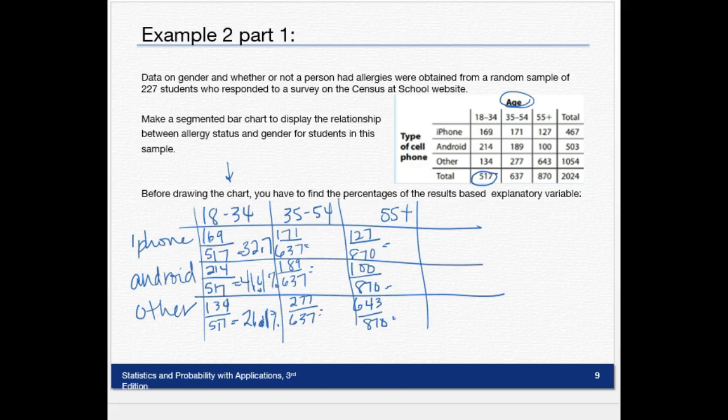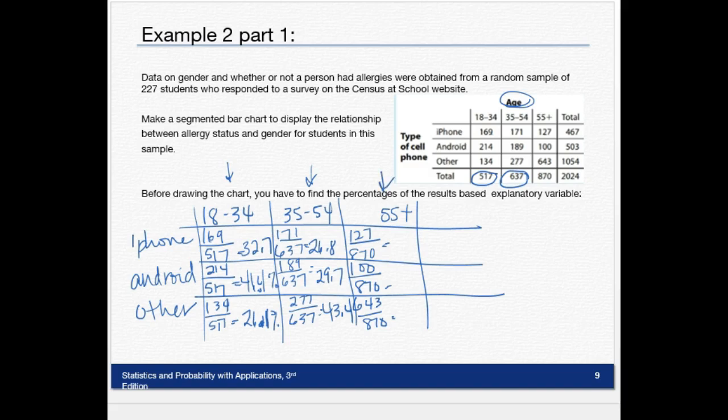Now, I move on to the next age group, 35 to 54, and I use this total of 637. So I do 171 over 637, I get 26.8. These are all percent. 189 over 637, I get 29.7%. And then 277 out of 637, I get 43.4%.